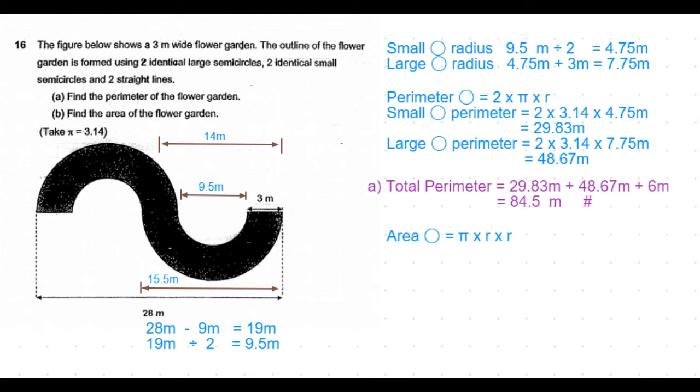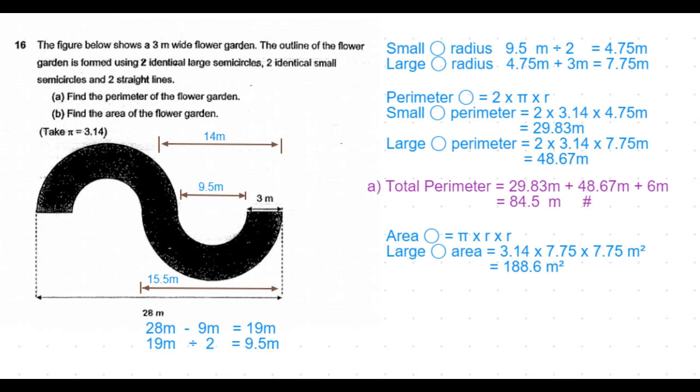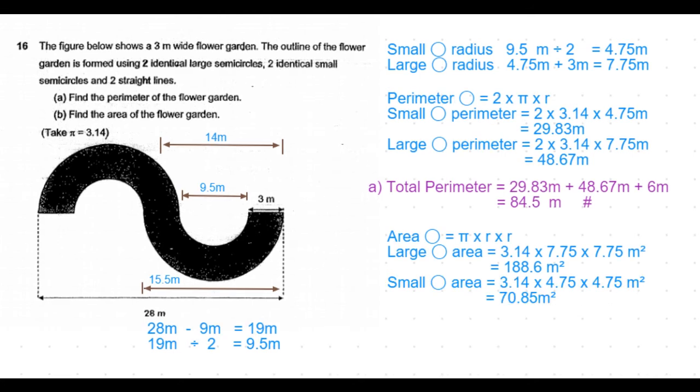So the area of the larger circle is pi r square, which is pi times r, which we already found out to be 7.75 meters, times 7.75 meters, which gives us 188.6 meters square. Similarly, the area of the smaller circle is pi r square. R here is 4.75 meters. So the area of the smaller circle is 70.85 meters square.